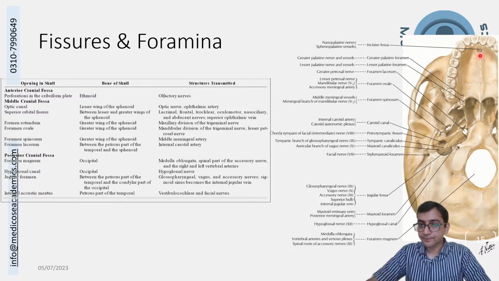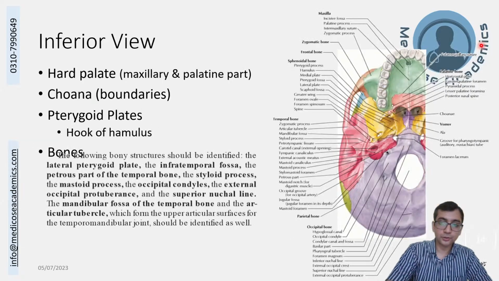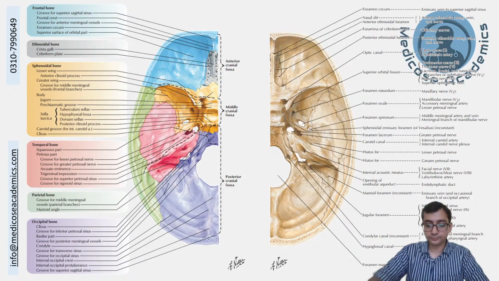Let's go through them one by one. So this was the incisive canal, incisive fossa. The artery and vein have different names here. The artery which passes through it is the nasopalatine, sphenopalatine vessel. You will see two names right here.